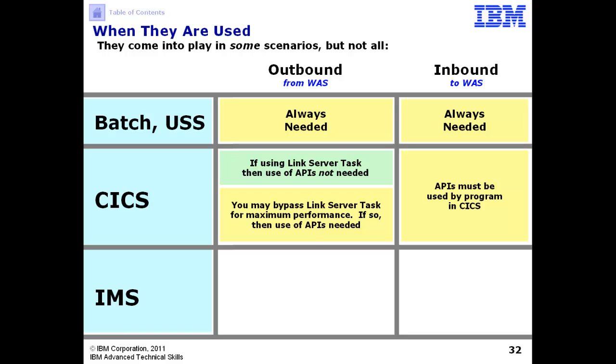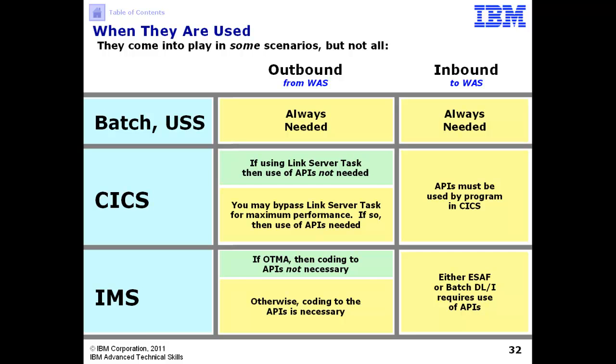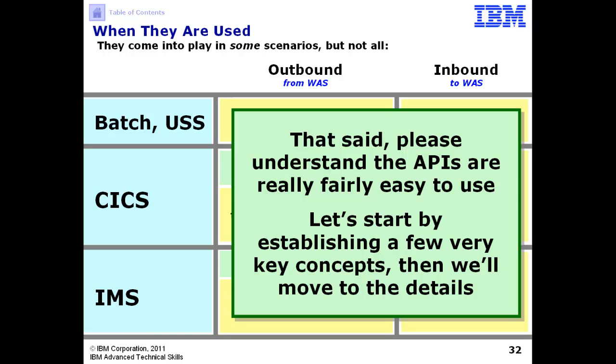When calling outbound from WAS to IMS programs using OTMA, the programs in IMS are shielded from the WOLA APIs. Otherwise, all other outbound calls to IMS require at least some usage of the WOLA APIs. For inbound calls to WAS, at least some usage of the WOLA APIs is required. Please understand, the WOLA APIs are relatively easy to use. What we will now do is establish a few key concepts and then our more detailed review of the APIs and how they are used.